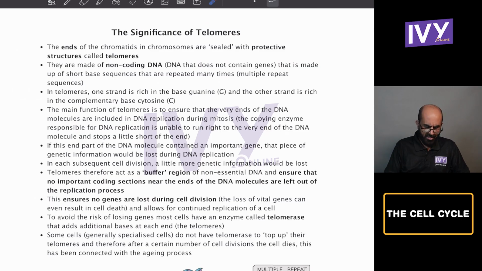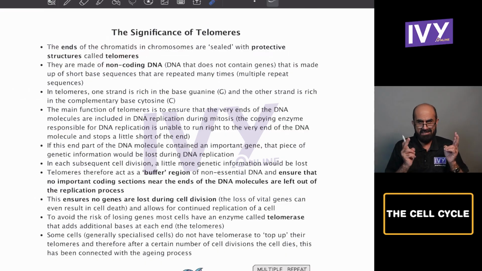And what are the telomeres? The ends of the chromatids in chromosomes are sealed with protective structures called telomeres. Keep in mind, the ends of the chromatids in chromosomes. So the ends of the chromatid, how many chromatids do we have? Two chromatids we have in the chromosomes.